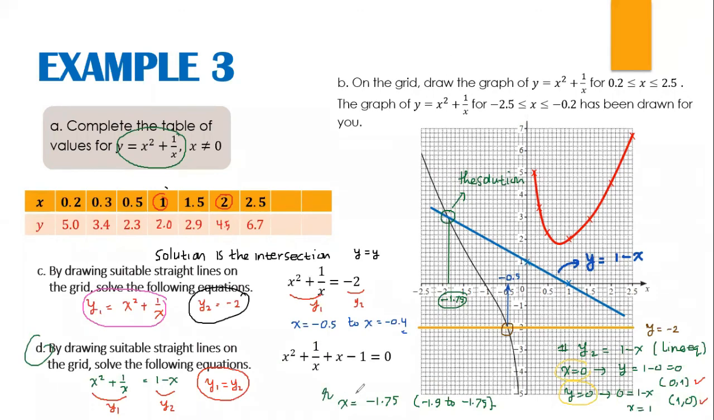Okay. Is it clear to everyone how to find the approximation of the solution? That's very good. So once again, the solution is the intersection of y1 and y2 with respect to the x-axis.